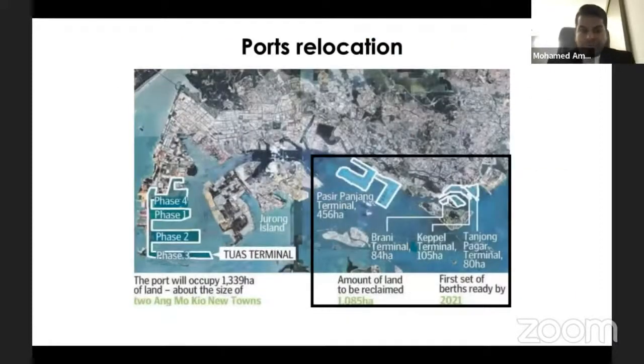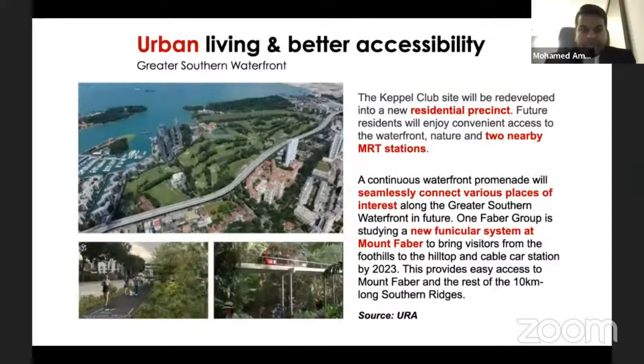So this is a ports relocation and the urban living and better accessibility.